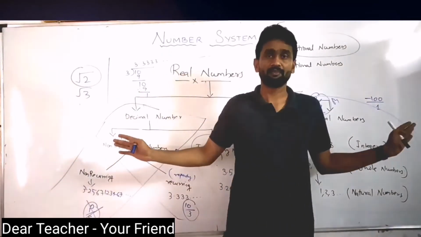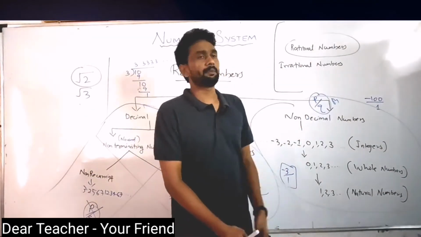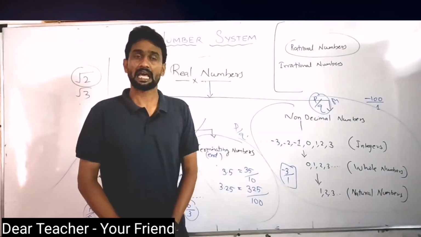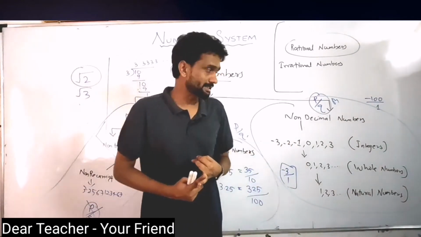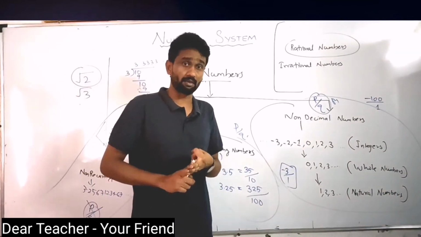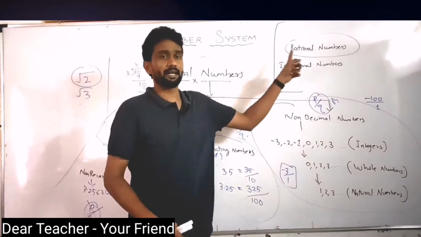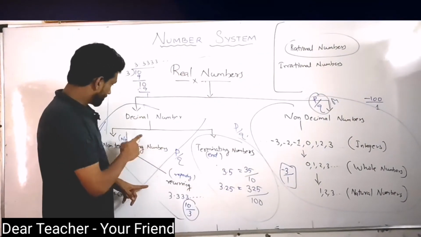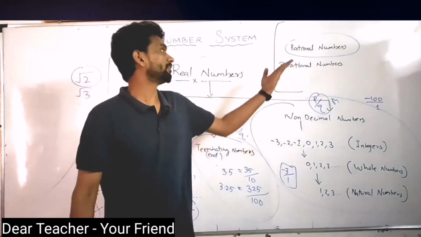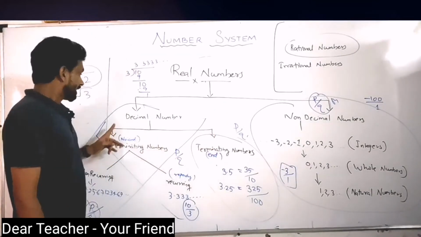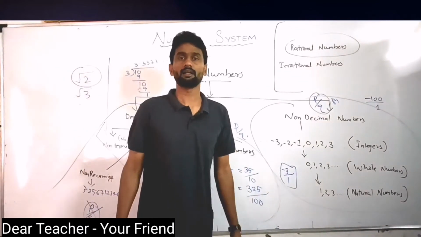Now look at this. We categorized decimal and non-decimal numbers and we learned. Now tell me, what are the rational numbers? All the integers are rational numbers, all the whole numbers are rational numbers, all the natural numbers are rational numbers, all the terminating decimal numbers are rational numbers, and non-terminating recurring decimal numbers are also rational numbers. Then what are irrational numbers? Non-terminating, non-recurring decimal numbers are irrational numbers.